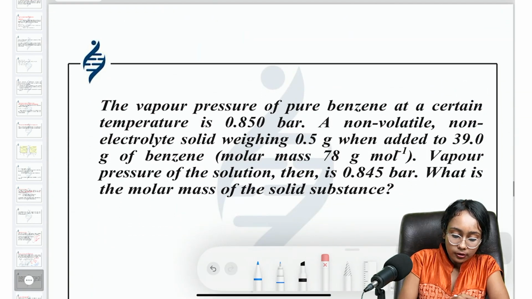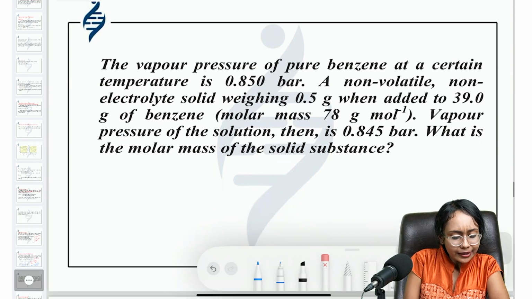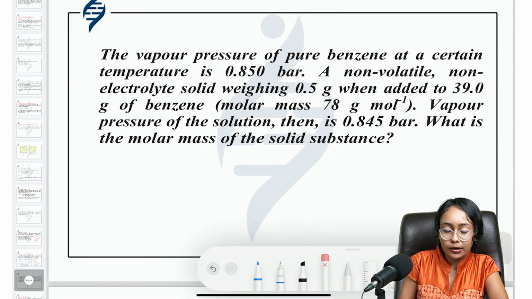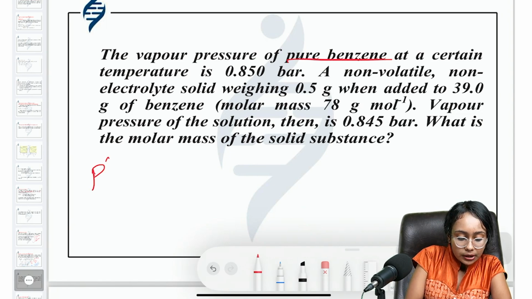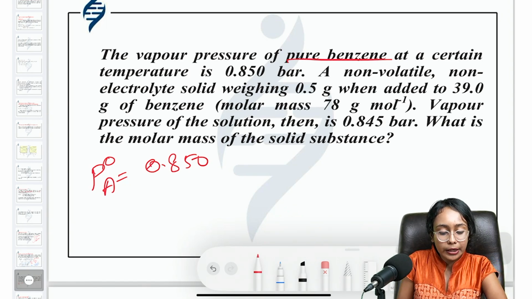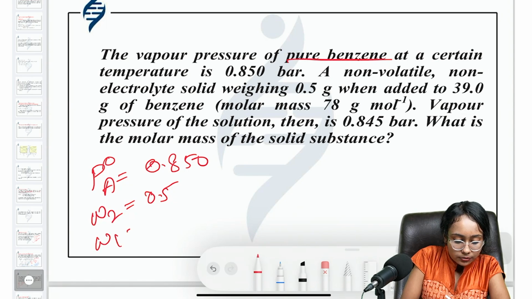Now we are having a problem here. This is a problem from NCERT, a very direct question. The vapor pressure of pure benzene at a certain temperature is 0.850 bar. Pure benzene means P naught A equal to 0.850. Bar is a unit of expressing pressure. A non-volatile, non-electrolyte solid weighing 0.5 gram, W2 equal to 0.5, is added to 39 gram of benzene.